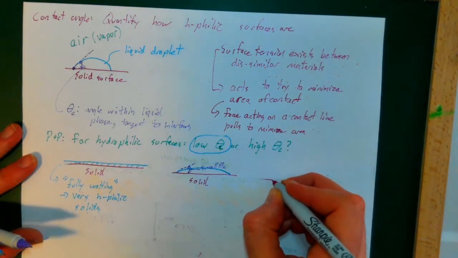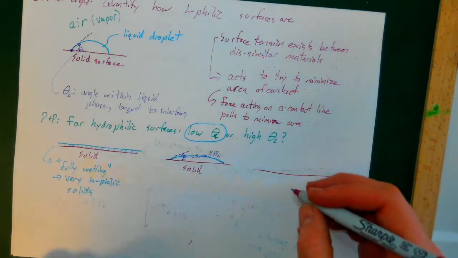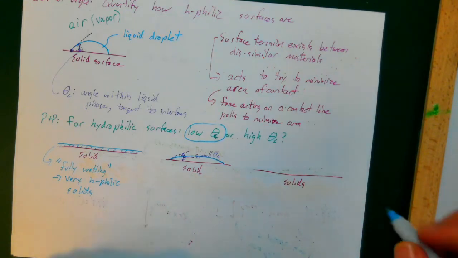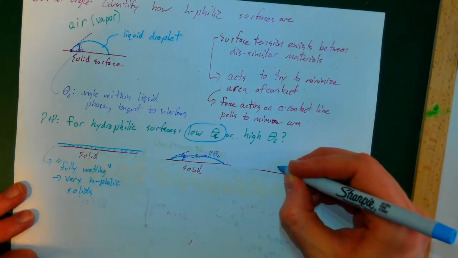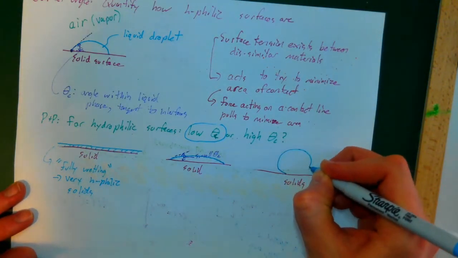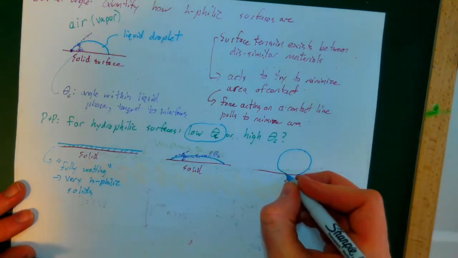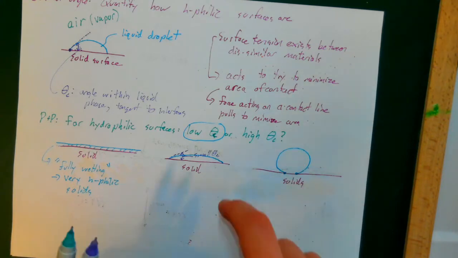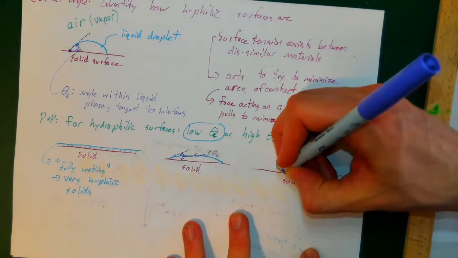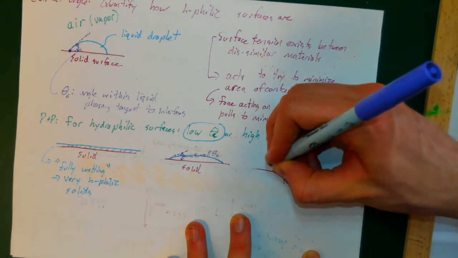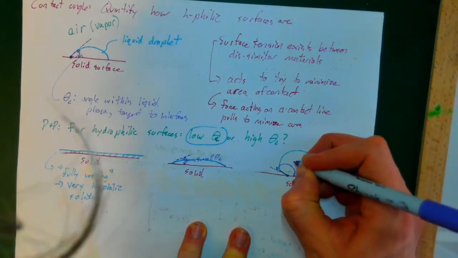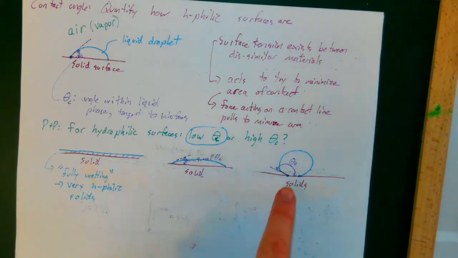And then you can even have solids, for example, very hydrophobic ones, where this contact angle can be obtuse, right? Can be maybe even almost a full 180 degrees. You're still drawing it, you're still defining that angle within the liquid phase. And it can sometimes be almost a full 90 degrees, right?